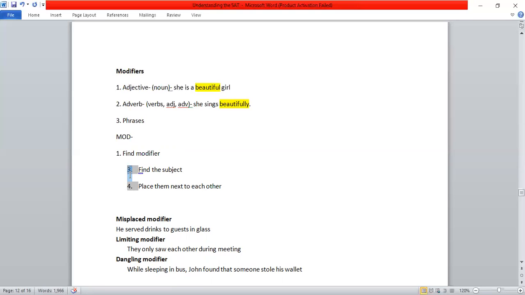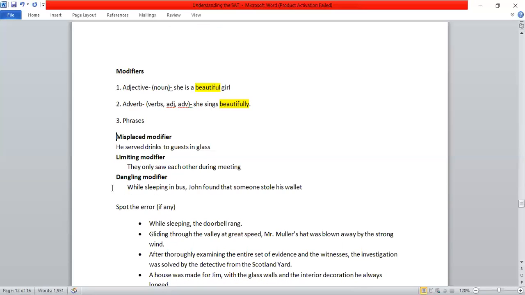So this is basically 2 and this is basically 3. So find the modifier, find the subject and place them next to each other. That's basically the rule of modifier. Okay, so you should remember this. I don't want you to write it or something. I want you to remember it in your mind. Okay, remember this rule. Now let's go ahead.